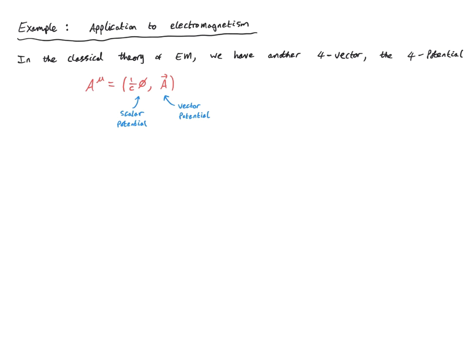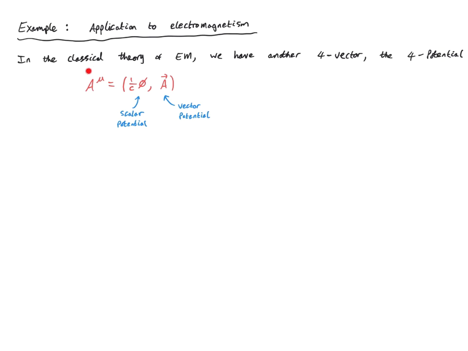Finally, as an interesting example application of all of this, I want to consider the case of the classical theory of electromagnetism. Here we have another kind of 4 vector, which is called the 4 potential, A mu, and it has the scalar potential in the time-like component of this 4 vector, and the vector potential in the space-like components of this 4 vector.